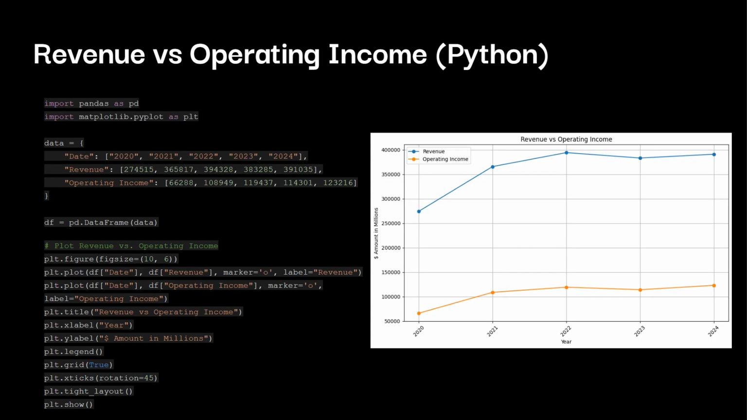All right, next we're going to plot revenue versus operating income in both Python and Excel. This time I used a library called Matplotlib, which is probably the most popular plotting library out there. And I just compared revenue versus operating income. There's a lot of different data points that you could compare within an income statement, but this is a common one to do. And you can see both of these are slowly growing. 2020 to 2021 has the biggest growth for both of these, and then it's kind of flatlined essentially.